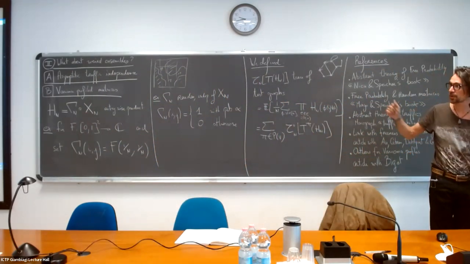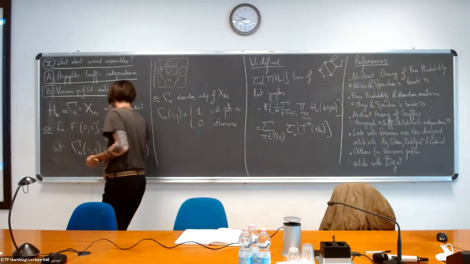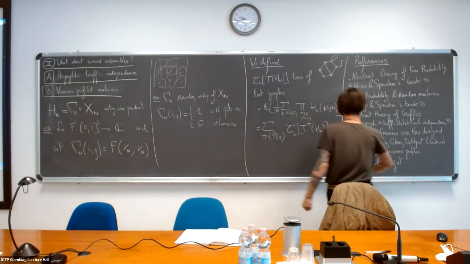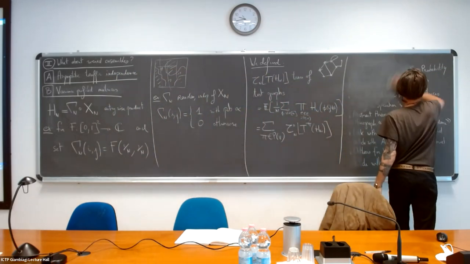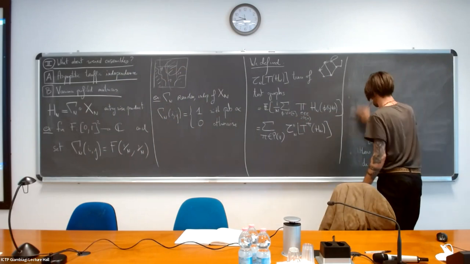And what about variance profile? It will be quite trivial in presence of permutation invariant matrices.